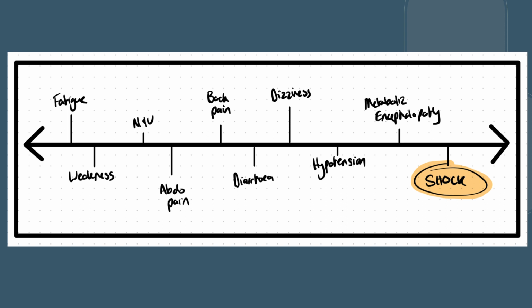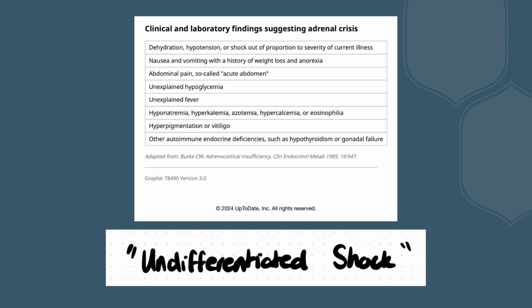So really just a very broad differential here, and we can see the classical lab and clinical findings suggesting adrenal crisis: dehydration, hypotension, or shock. And effectively, the take-home is that any patient with an undifferentiated shock, you need to consider adrenal crisis as a cause. Nausea and vomiting with weight loss and anorexia, abdominal pain, including acute abdomen, unexplained hypoglycemias, unexplained fevers, hyponatremia, any electrolyte abnormalities, hyperpigmentation, and other autoimmune associations as well.